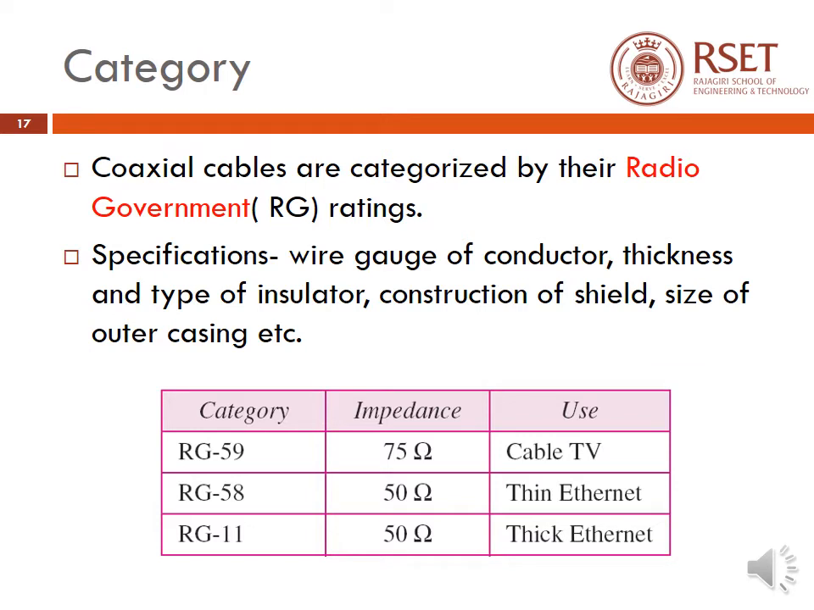Coaxial cables are categorized by the Radio Government ratings or RG ratings, and these RG ratings are based on various physical specifications like the wire gauge of the conductor, the thickness and type of the insulator used, the construction method of the shield that is used, and the size of the outer casing, etc. So based on these kind of specifications, the RG ratings are provided, and as you can see in this table, there are three categories: RG59, RG58 and RG11, and these cables will be used for various purposes like cable TV, thin Ethernet, thick Ethernet, etc.